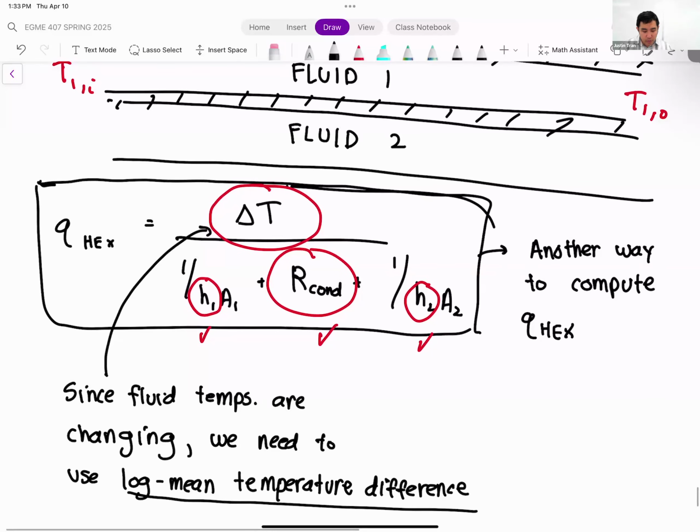So basically, we need to get some measure of the average temperature difference between the two fluids throughout this entire heat exchanger. That's essentially what this represents.